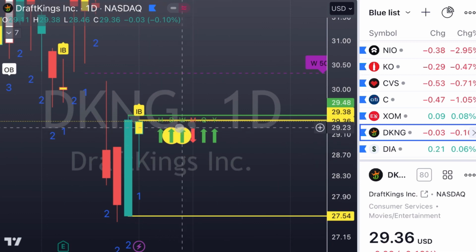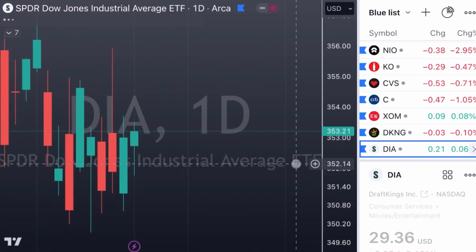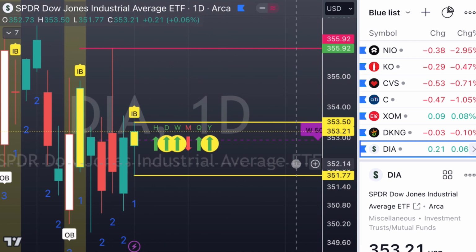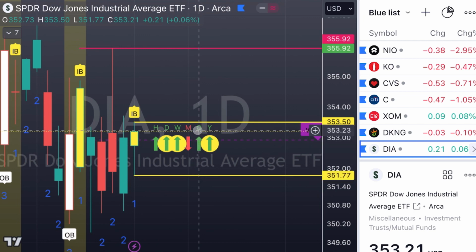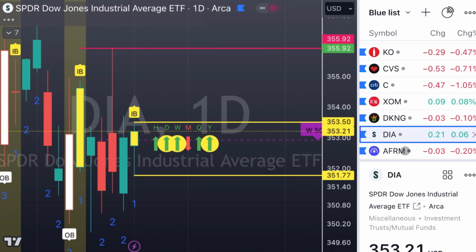DraftKings, inside bar, hammer candle, so we can look for the calls there at 29.36. DIA, inside bar, calls at 350, puts at 351.77. If you're wondering where I'm getting the numbers, if you follow these lines across, these are our trigger points. That's where we get into the trade. We're not into the trade until it breaks that point, and that's where you go in force, where you actually get into the trade as soon as you cross that trigger point. So you follow that across, that's where I'm getting my numbers from. 350 for the trigger on calls, 351.77 for the trigger on puts on DIA.